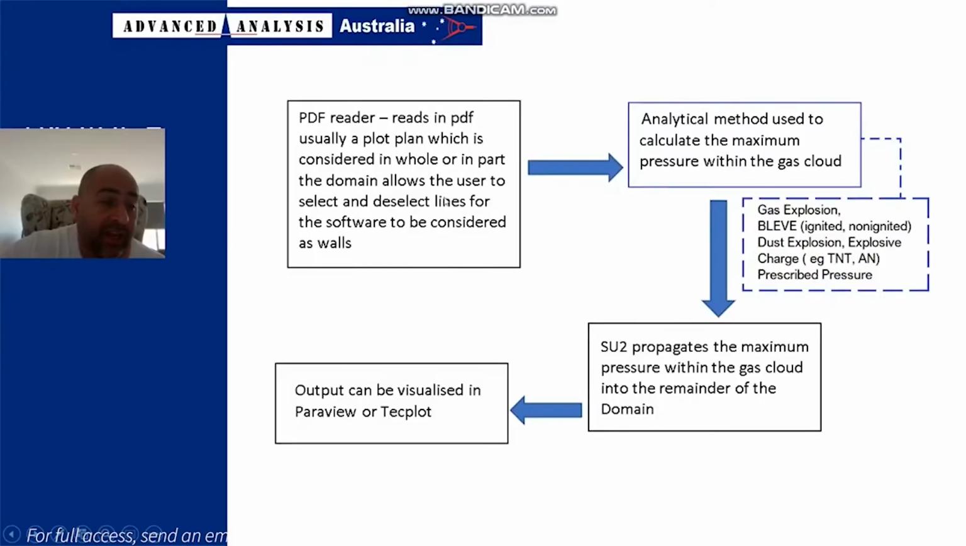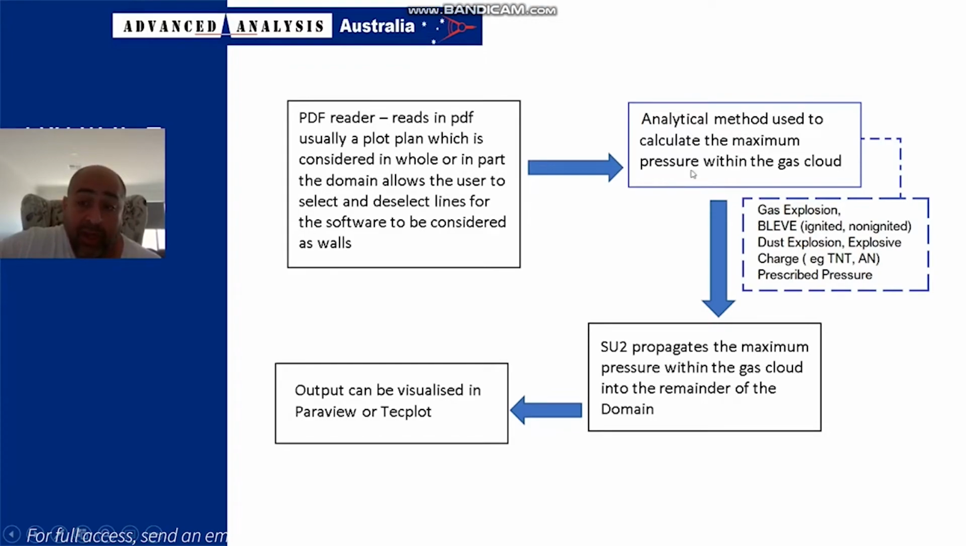You can select the domain to be either the entire plot plan or part of it by controlling things, and then when you're ready to go, you can set it to run. The way that it runs is that it's a hybrid code. So the code will first analytically estimate the source terms.